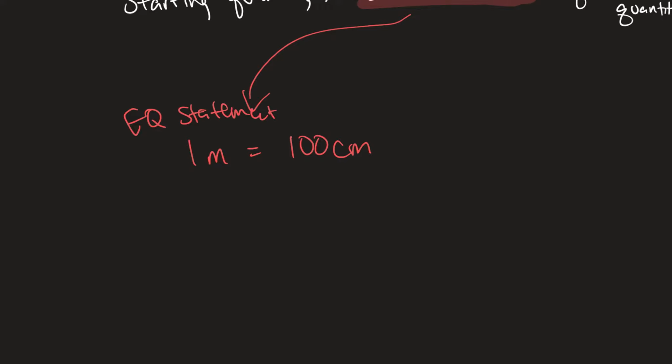Or another example is that we know that there are 12 inches for every 1 foot, or that there are 60 minutes for every 1 hour. So these are all equivalent statements. We're looking at two units and how they equal one another. Even though the units may be different, in an equivalent statement, each side of the equal sign describes the same physical quantity.